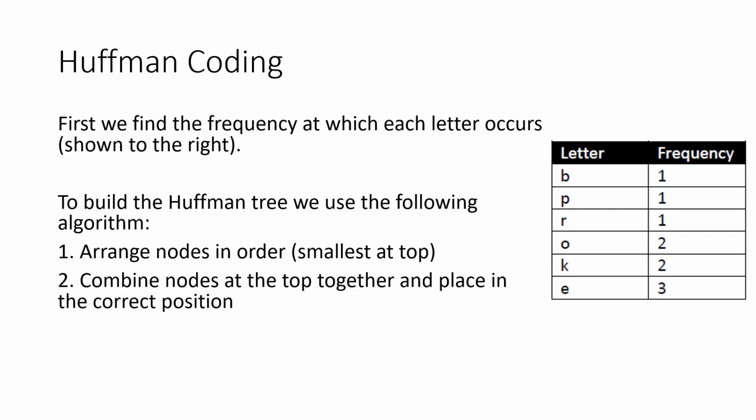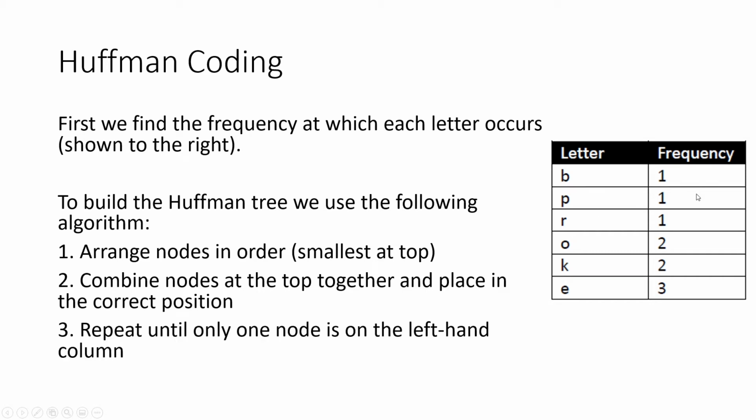Then what you do is you look at the top 2 nodes and you combine those together. So in this case we have 1B and 1P. We would combine those to say that there's a frequency of 2, no letter, but that 2 is made up of 1B as one node and 1P. Then you go back to step 1 again and arrange them back in order, the smallest at the top. And then the 1R would be at the top, followed by a 2, which is made up of 1B and 1P, followed by 2O, 2K, 3E. You then combine the top 2 and keep on doing that till eventually you only have 1 node left. It's probably hard to visualize without actually seeing it, so here you are.